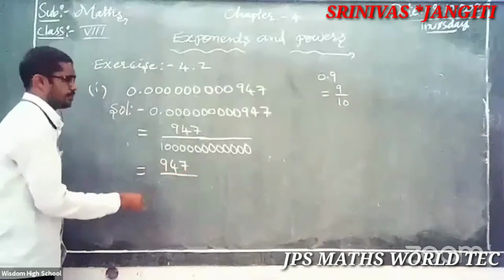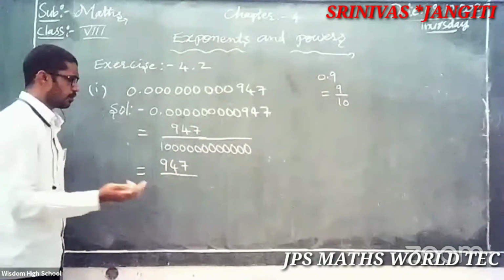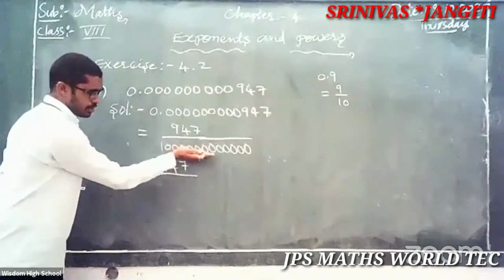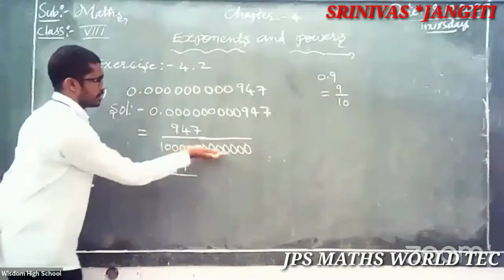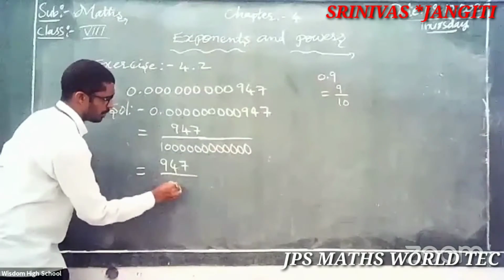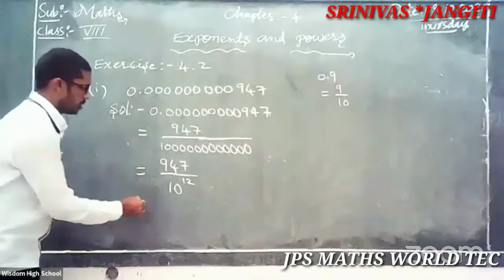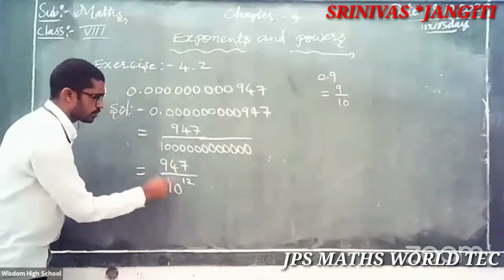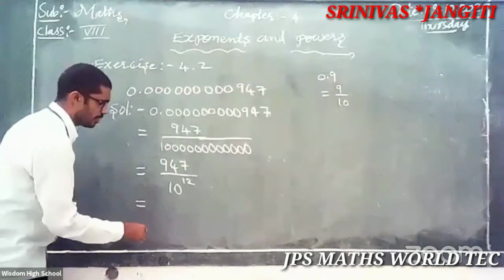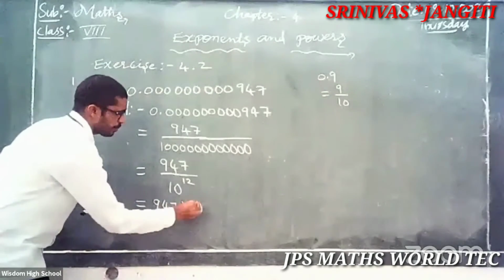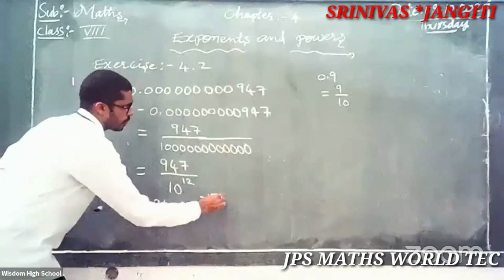947 by total how many? You will know, normally, just observe: 0, 3, 6, 9, 12. Then 10 to the power of 12. Right. So what is here? It is down, so taken to upside. What happened here? 947 into 10 to the power of minus 12.